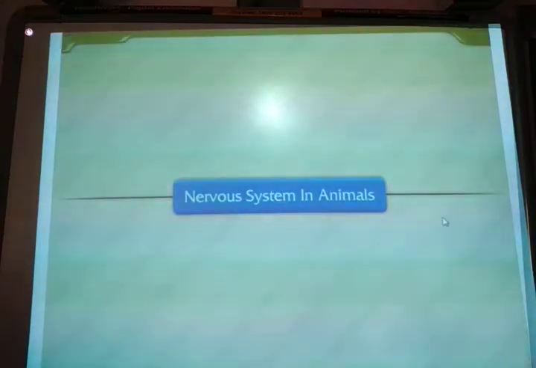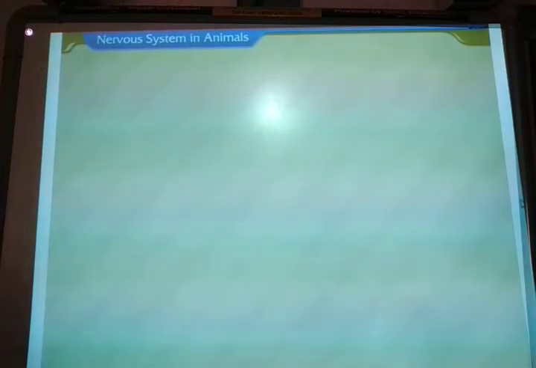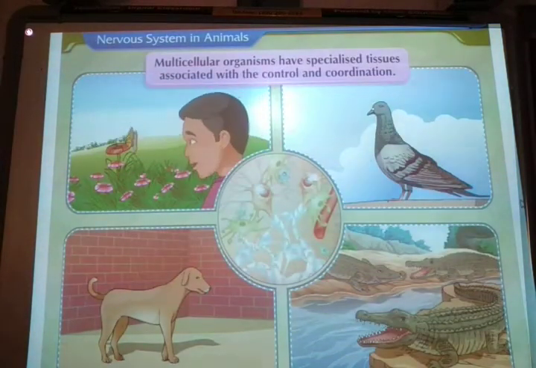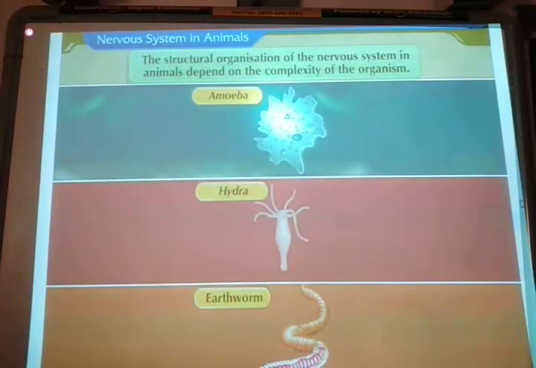Nervous system in animals. Multicellular organisms have specialized tissues associated with the control and coordination. The structural organization of the nervous system in animals depends on the complexity of the organism.